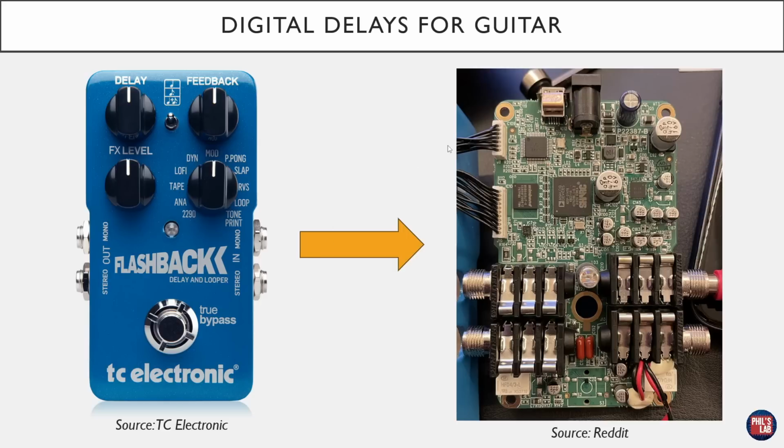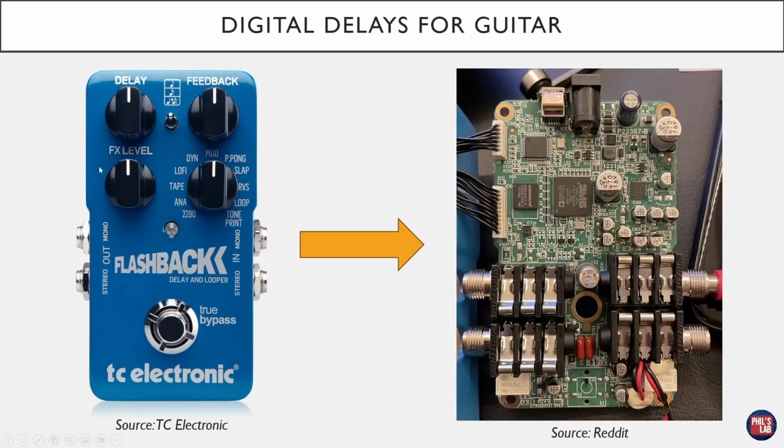For this video today, we will be implementing a digital delay, specifically for guitar, but of course you could apply this to vocals or any other instruments as well. The reason I'm showing the Flashback by TC Electronic is because this is one of my favorite delays, and it's also rather simple to understand, and we'll see the similarities between the delay we are implementing in this video and the effects and parameters we have on the TC Electronic.